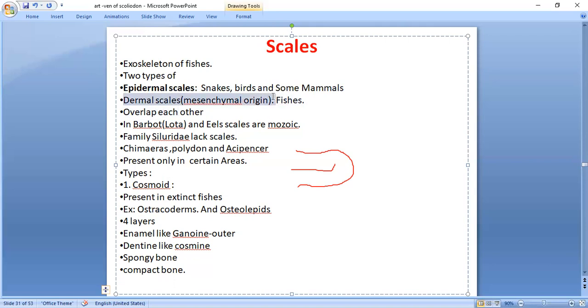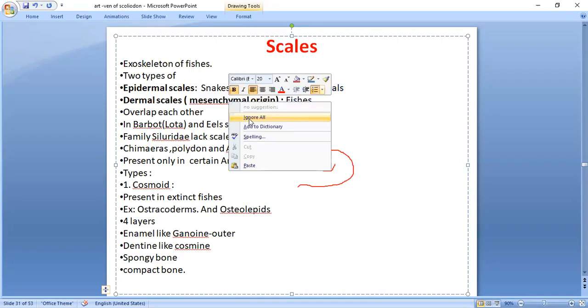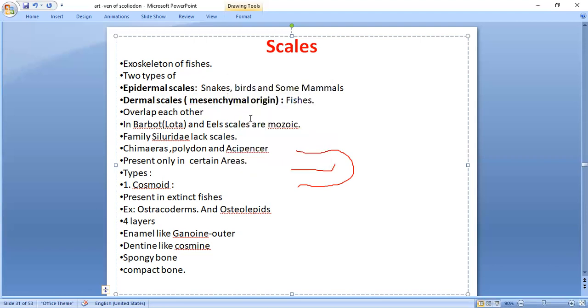After that, the immediately next layer is known as dermis. The scales which are produced from the dermis are known as dermal scales, and these are present in fishes. Epidermal scales are in snakes, birds, some mammals, reptiles. Dermal scales come from the second layer of the skin. They are mesenchymal in origin, meaning they are derived from the mesoderm of the embryo.